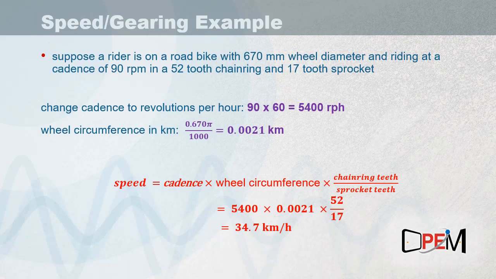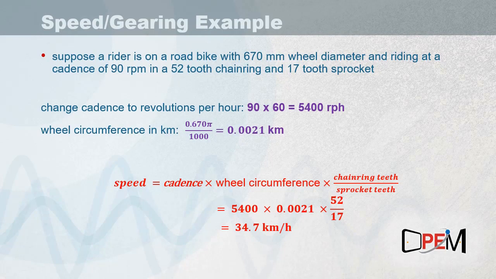So let's have a look at an example of gearing. And suppose we've got a rider with a road bike that has wheels with diameter 670 millimeters. So that's a typical size for wheels, and the particular details depend on the type of tires chosen and how much they're inflated and so on. And let's suppose our rider is spinning the cranks at a rate of 90 revolutions per minute and is using a 52-tooth chainring and a 17-tooth sprocket.